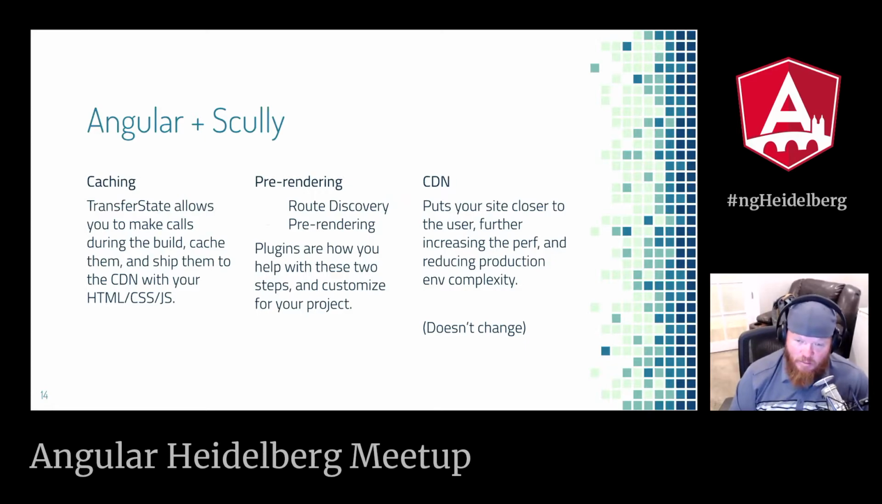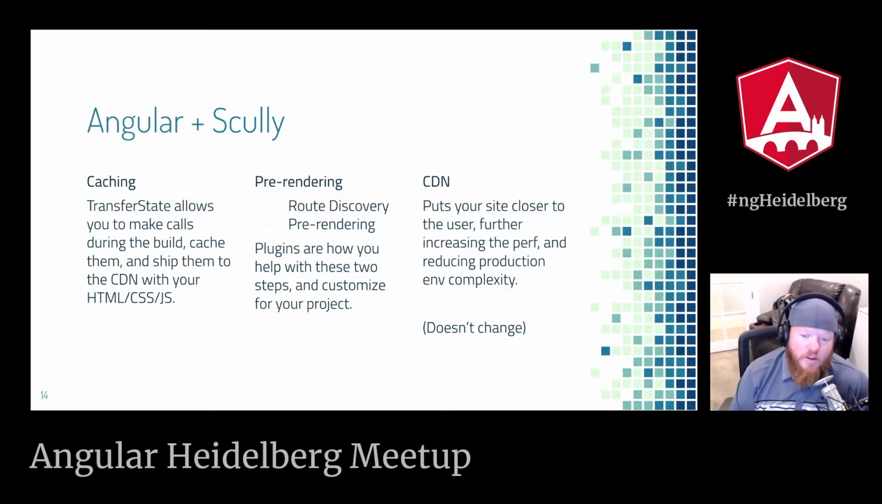Then you've got your pre-rendering, and Scully helps two ways with this. The first way it helps is with route discovery, and you get to help it find all the routes in your app. Sometimes that's not very easy for Scully to do. It attempts to find all of them using a tool that Minko built called Guess Parser. And then the second part that it does is it pre-renders each of the routes that it found, and it knows how to do this smartly using a tool called Puppeteer. And then it saves out the output, and you have a pre-rendered page.